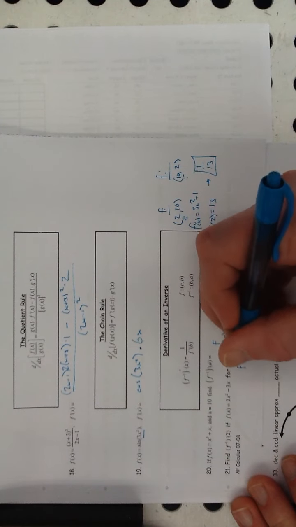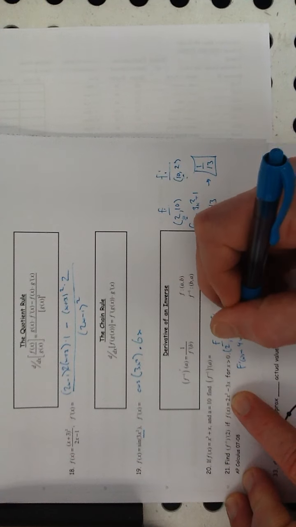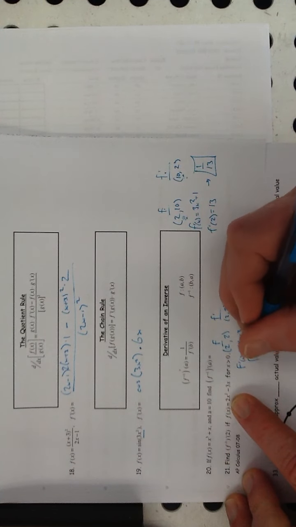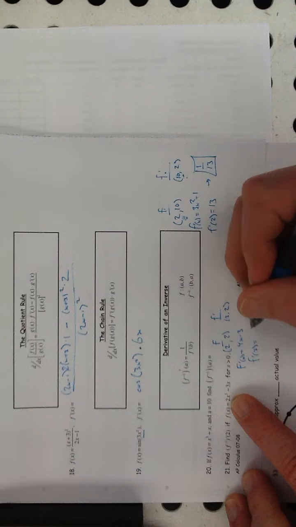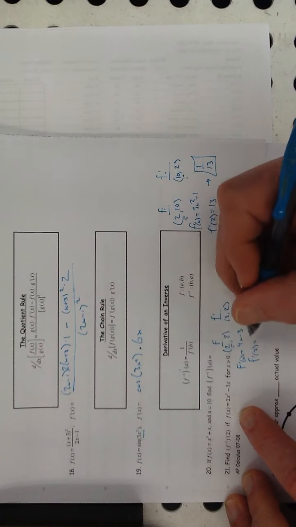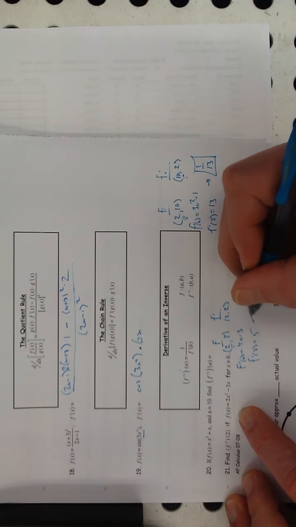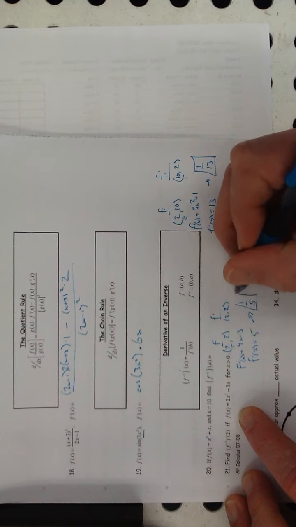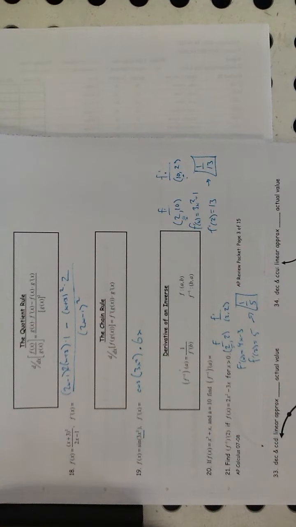So the derivative is 4x minus 3. So f prime of 2, that's the 2 I'm plugging in, is equal to 5. So that gives me over here 1/5.